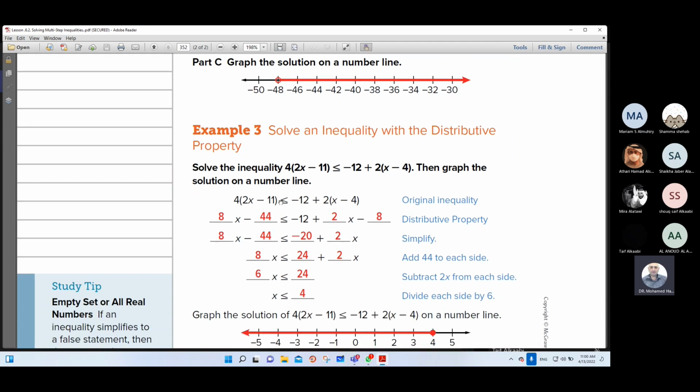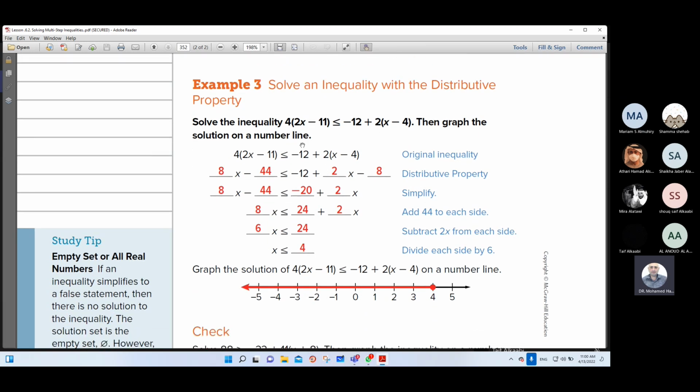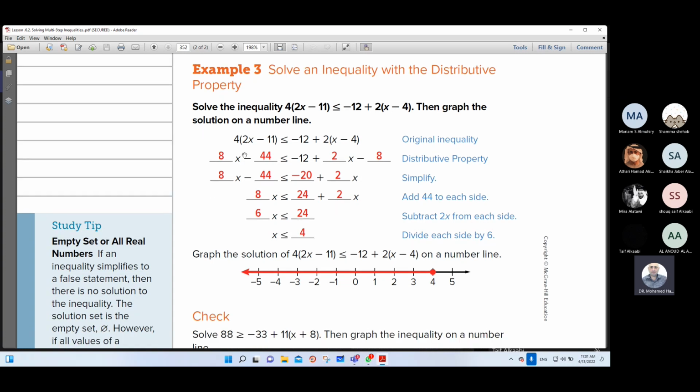And in this example, solve the inequality. We have here 4 multiplied between parentheses 2x minus 11 less than or equal negative 12 plus 2 multiplied between parentheses x minus 4. Then graph the solution on a number line. To solve this inequality, we want to use the distributive property.